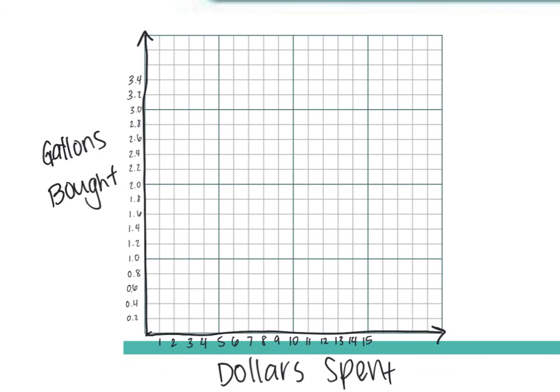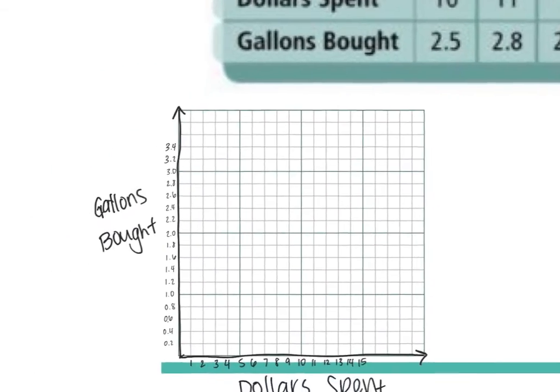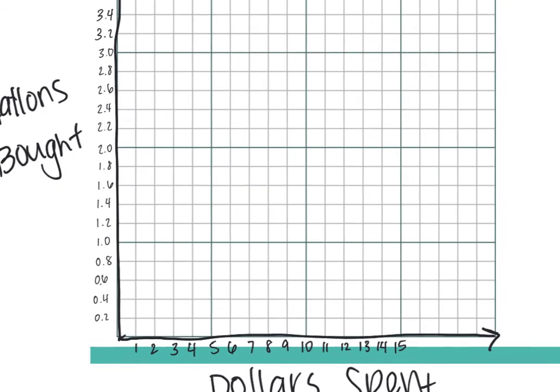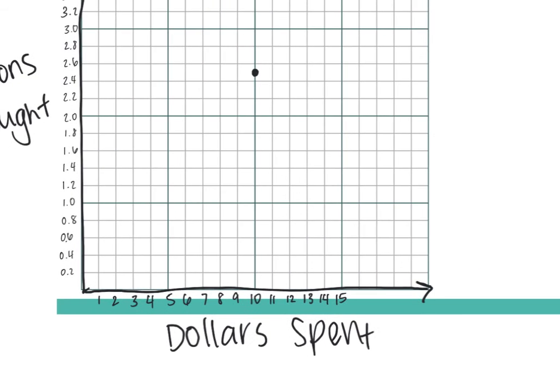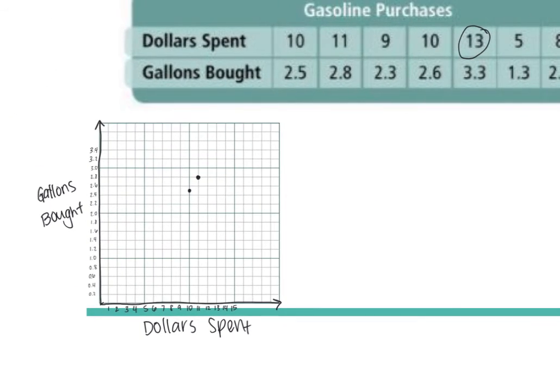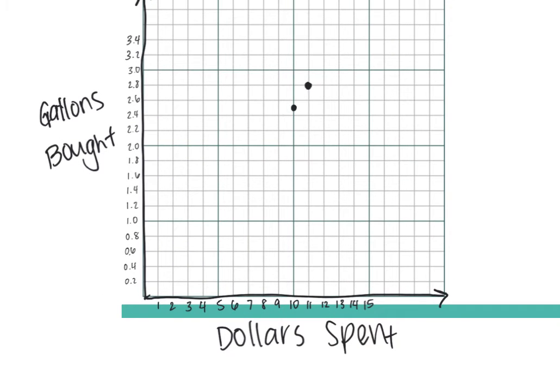All right, guys, and now we're just going to plot each of these points. So, dollars spent for $10. How many gallons were bought? 2.5. So let's find 2.5. At $10 spent, 2.5 is right between 2.4 and 2.6. So you should have a point right here, right in the middle. Okay? Next, let's do 11 and 2.8. So at 11, 2.8, that's right here. Next one, we've got 9 and 2.3. So let's go over to 9. 2.3 is between 2.2 and 2.4, right here.